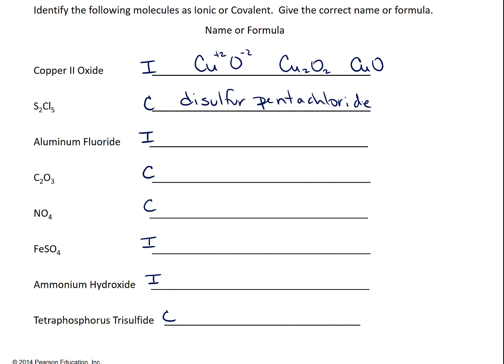Aluminum fluoride, we said, is ionic, so we don't need number prefixes. We're just going to write down aluminum, and that's a +3. Aluminum's in group 3. Fluorine is an F and has a negative charge. So to figure out the ratio, you do the swap. So aluminum will just be 1, but the fluorine, you'll have 3 of them. So AlF3. C2O3, so this is covalent, so that means that I have dicarbon trioxide.